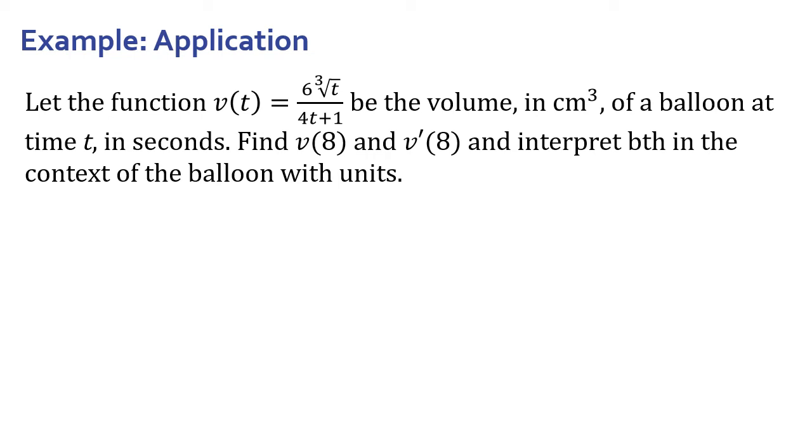Okay, so v of 8, all that means is you're just substituting the 8 in for t in v. So that's going to be 6 times the cube root of 8 all over 4 times 8 plus 1. So the cube root of 8 is 2, all over 32 plus 1. So I end up getting 12 over 33. And then our units are going to be centimeters cubed, because v spits out that volume in terms of centimeters cubed. So what does this mean?